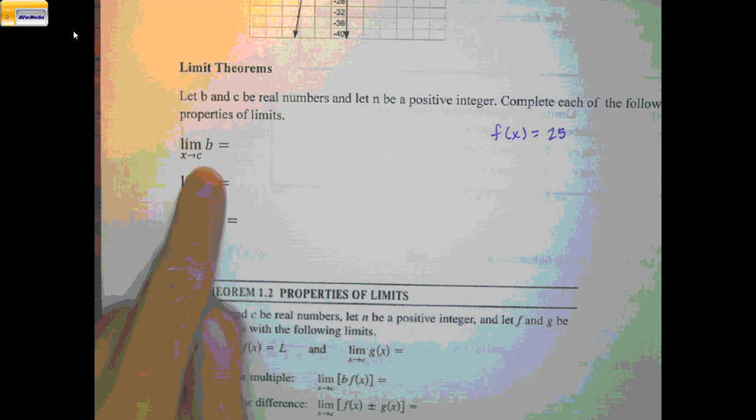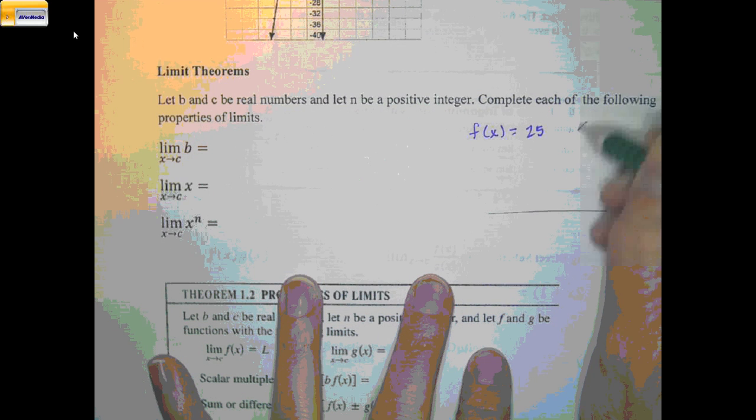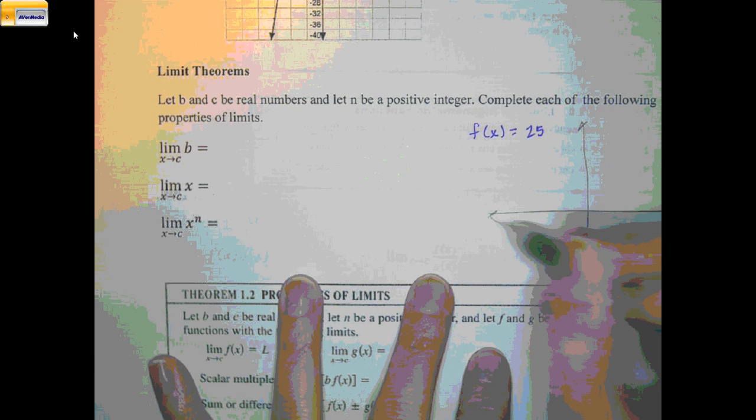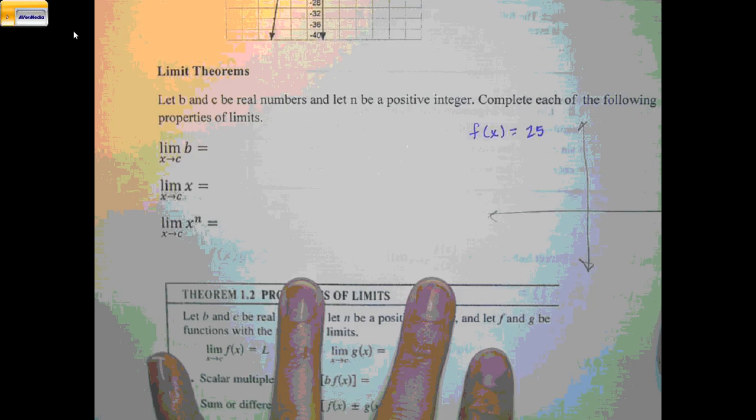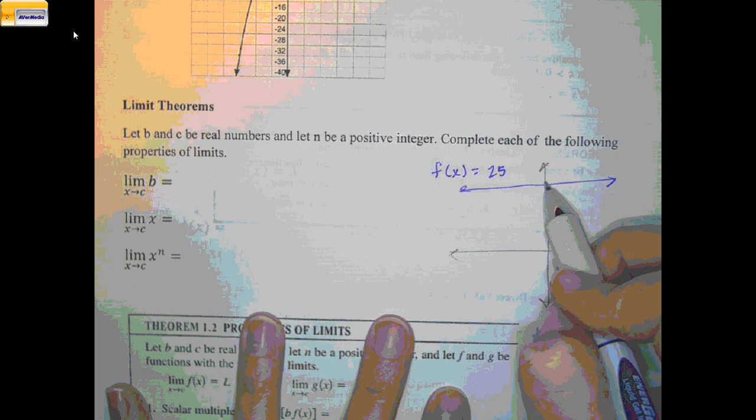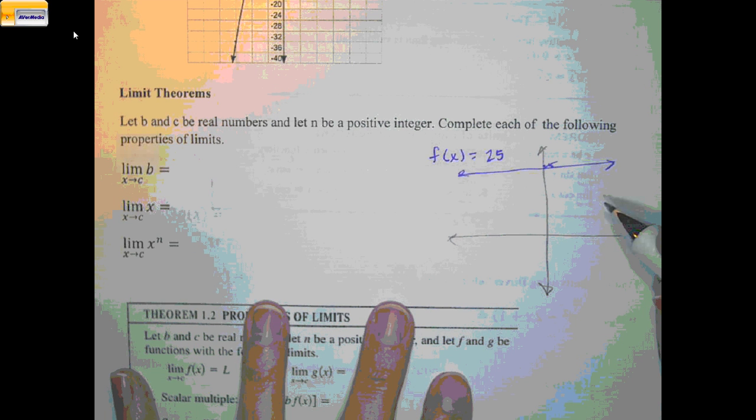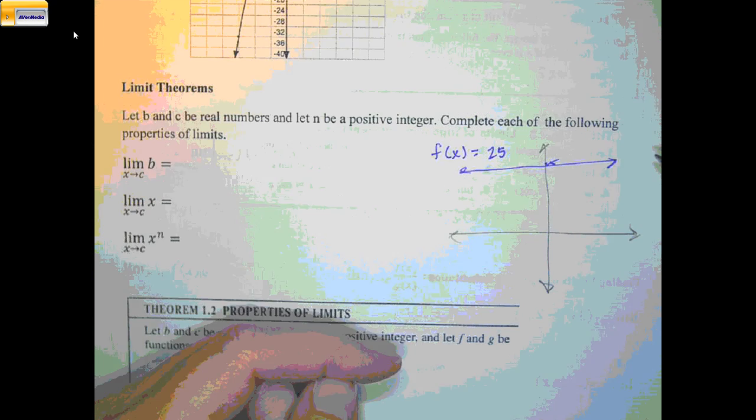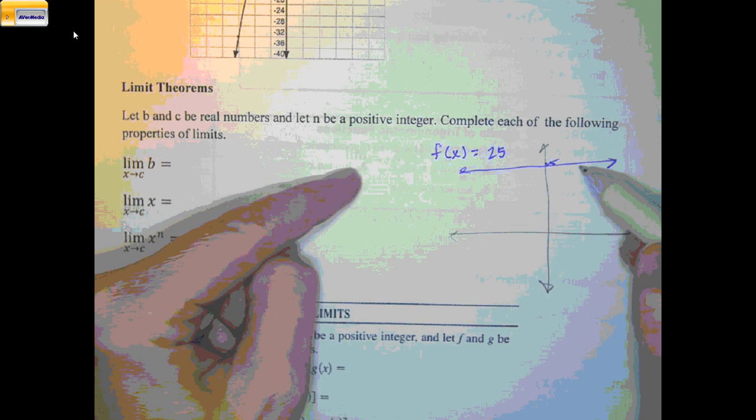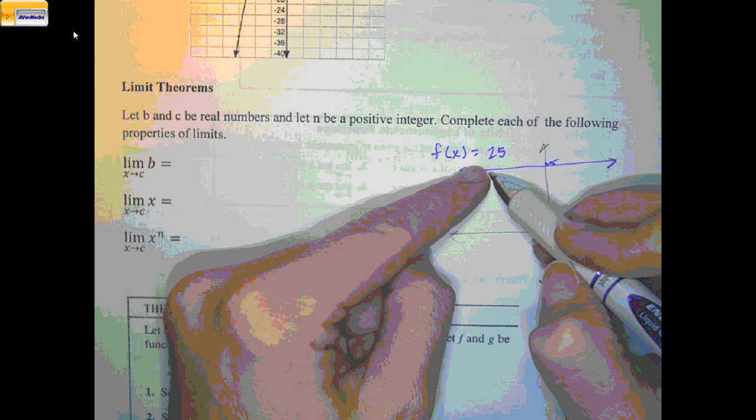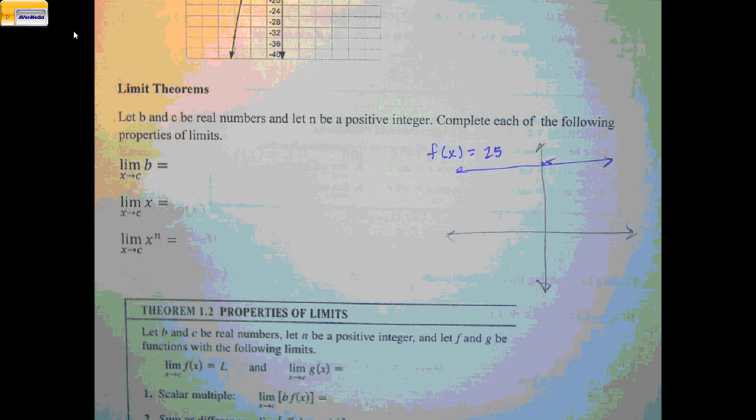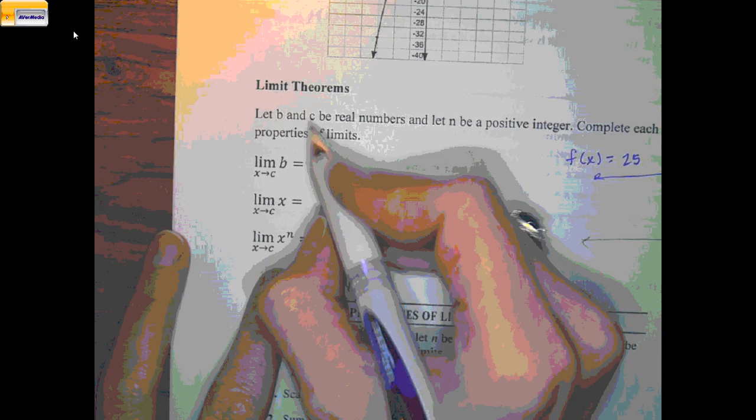What does that graph even look like? What's the graph of y equals 25? What's that look like? That's just a straight line of 25, right? So if I say what's the limit as x approaches 0, what is it? 25, because we're coming in on 25. What's the limit as x approaches negative 10? Also, 25. Is it 25 every time? Yeah. So it's whatever b is.